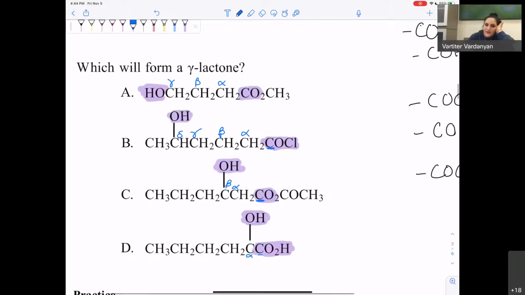No, it does not have to be a carboxylic acid. It can be any carbonyl group and an OH, because this OH is going to attack here and form the lactone. So this is like pre-lactone, kind of. And we'll talk about making and breaking lactones in a sec. All right. So the answer would be A, because A is the only one that stops exactly at the gamma.